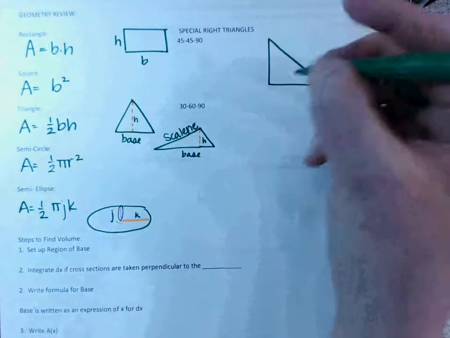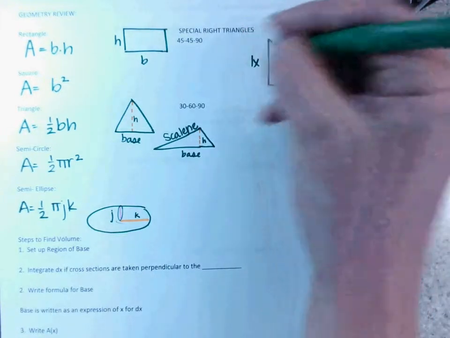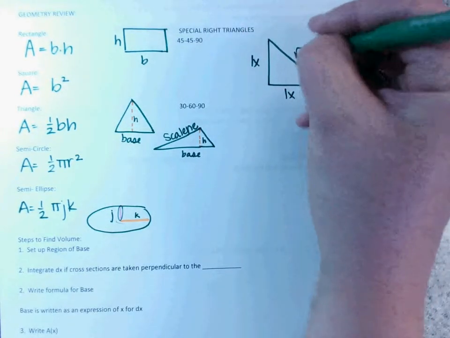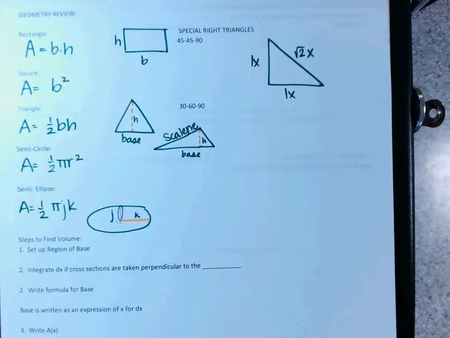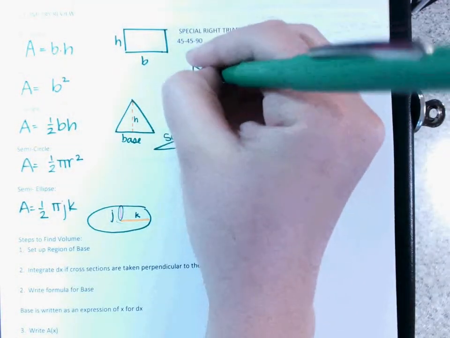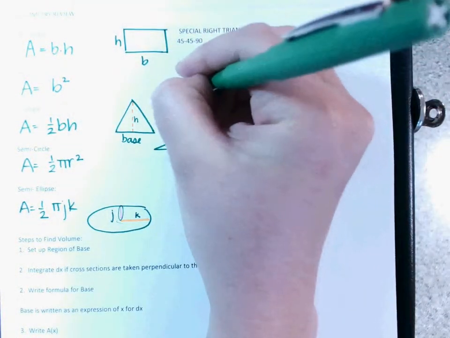It's 1x, 1x, and then root 2x. So basically, whatever one side is, the two legs are going to match, and then the third side is x times whatever that other side was times root 2. So for example, baby problem, let's say that these two sides are 5.